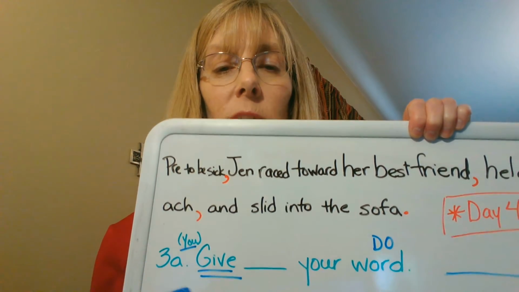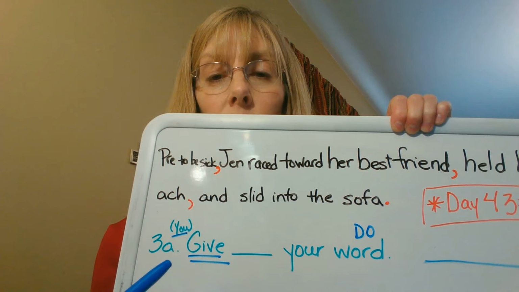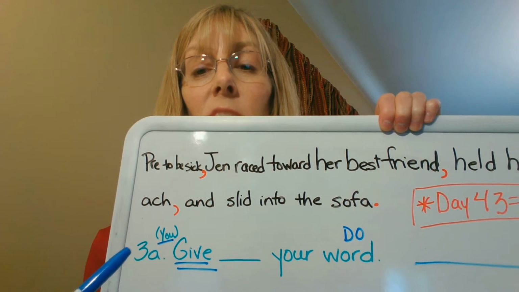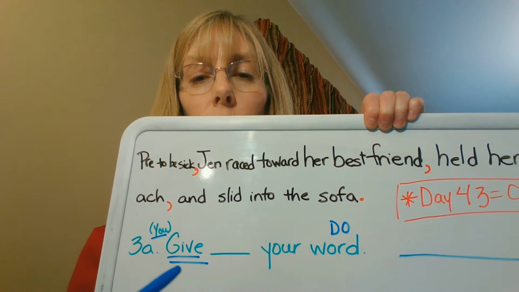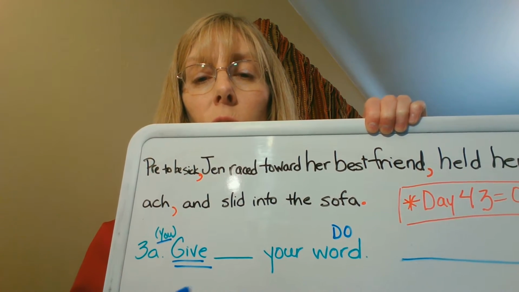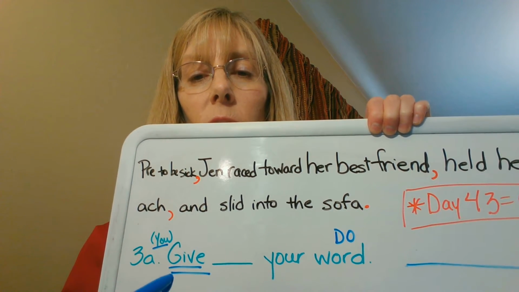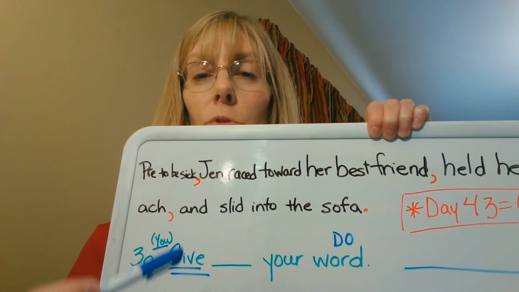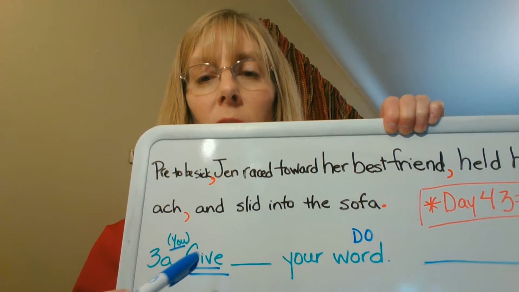So to figure out what type of object you've got here, you need to analyze the sentence. Who's the subject of the sentence? It's you, understood. You give what? You give word. You give your word. So would you say you give me your word? Would you give her your word? Yeah, that's what you would use. You could say, give to me.